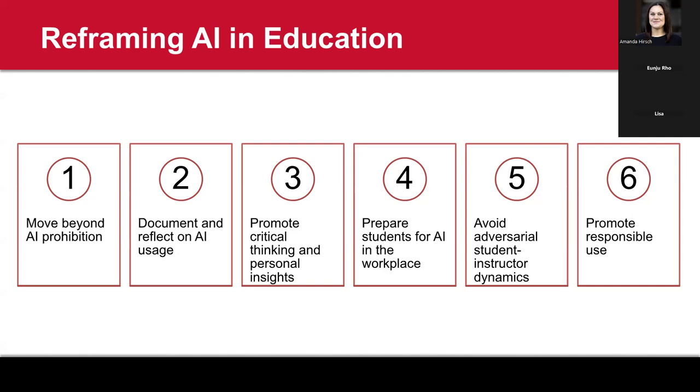We also want to avoid adversarial student-instructor dynamics. So I think that in some cases we've seen this happen where faculty might be so concerned about AI cheating that they're hypervigilant about it. They're using AI detection tools, which there's a whole other ethical issue with the use of those tools and uploading student records, like their assignments, to those tools and the privacy concerns there. So, I mean, we could do a whole workshop on that as well.